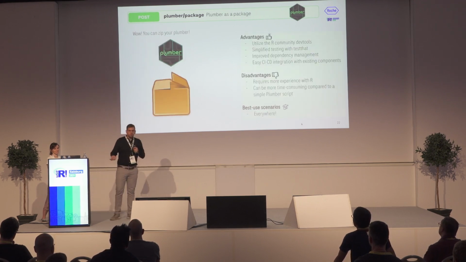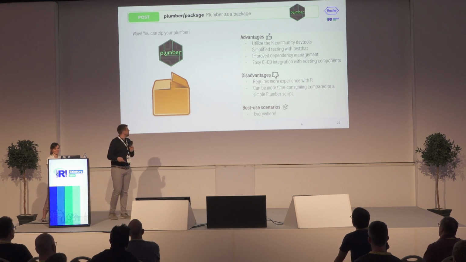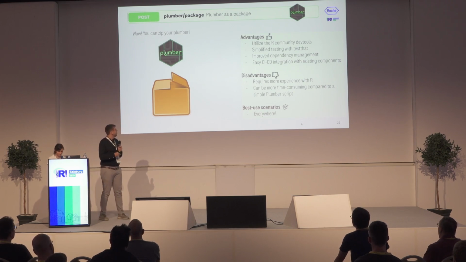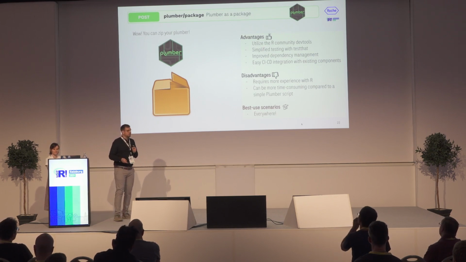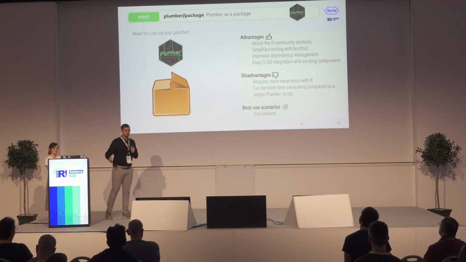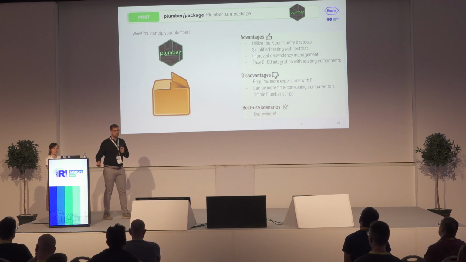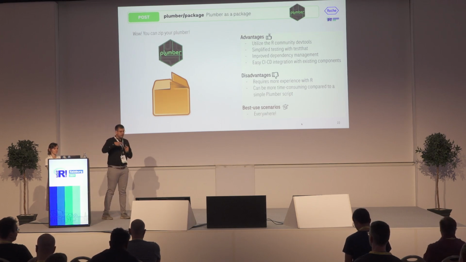So wow, you can zip your Plumber API into the package. It's a really nice approach because you can also benefit from the CI/CD integration. I think this is really crucial because there are a lot of different extensions that you can use for GitHub Actions or for GitLab CI, and you will get this for free because you decided to just pack everything into the R package.